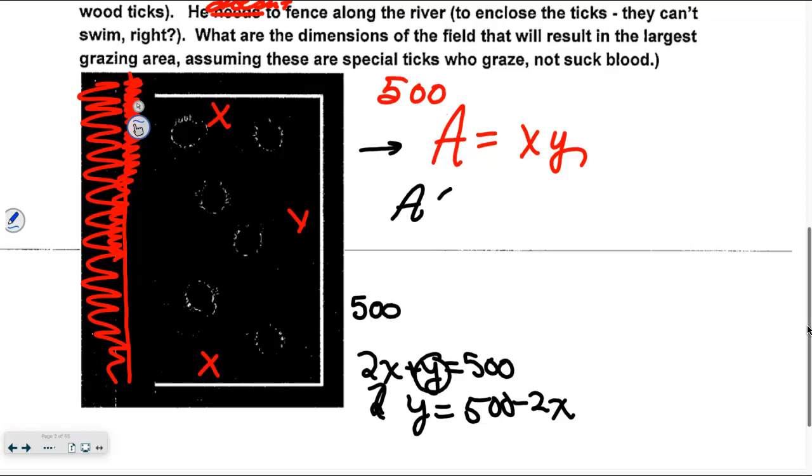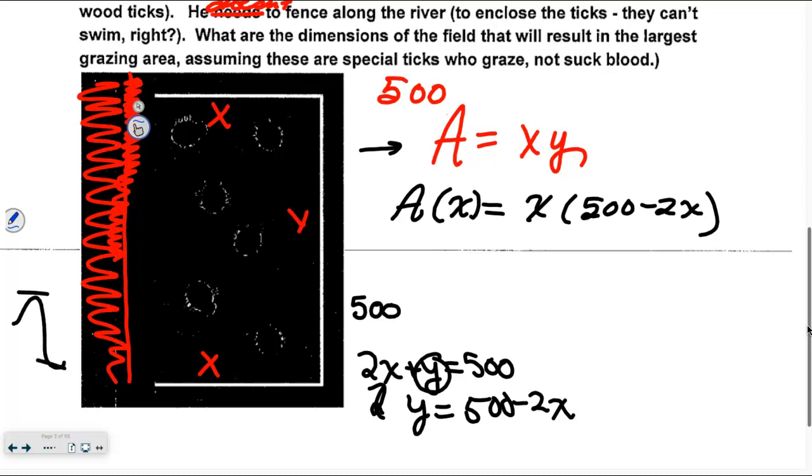So now I'm going to have my area as a function of x. So I like to write it like that. You don't have to though. And mine would be x itself times the y, which is 500 minus 2x. Alright? And so then we need to take the derivative, because functions are maximized or minimized at those critical values or the endpoints, but those don't really make a whole lot of sense for most of the problems.